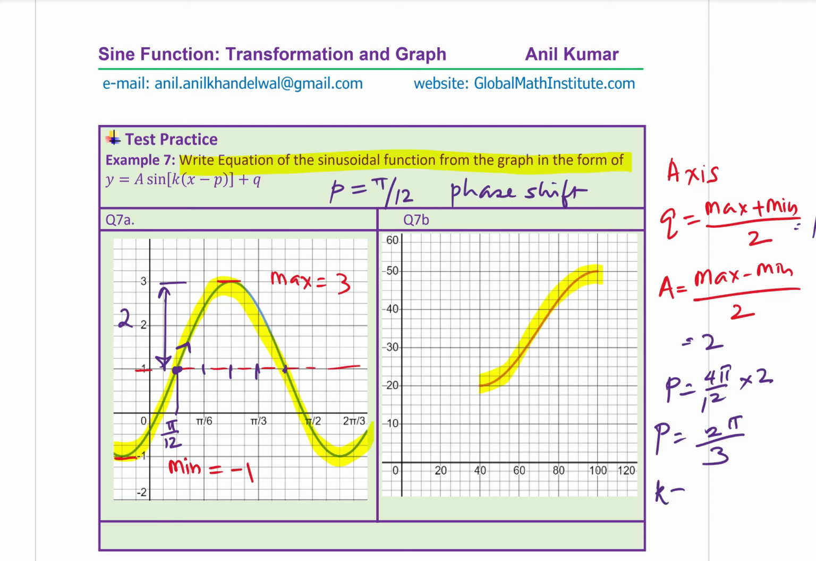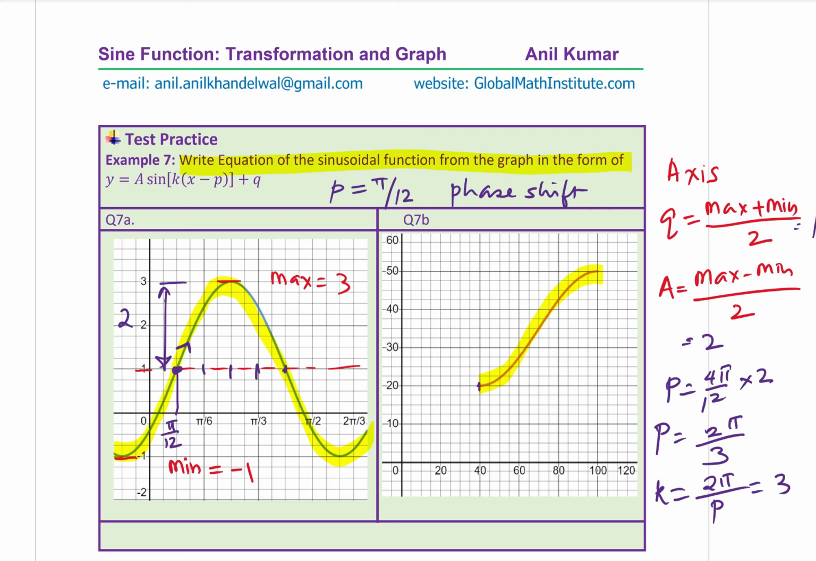And from here you can find K, which is 2 pi by P. So 2 pi by P, with P of 2 pi by 3, will give you the K value of 3. So that is how you can get the equation of the function, correct?